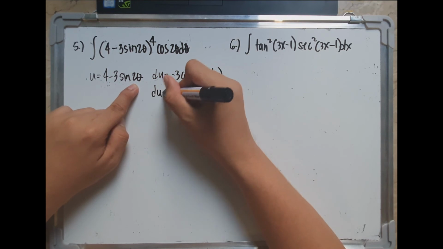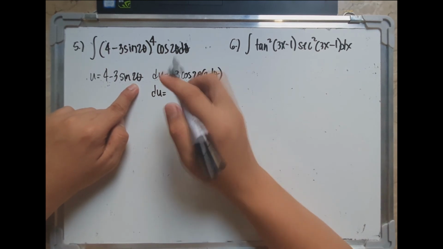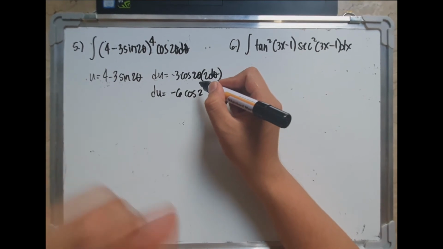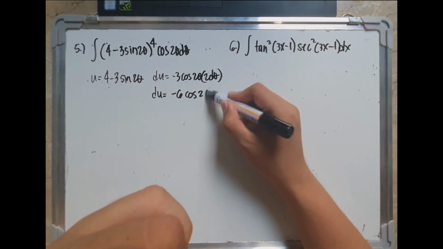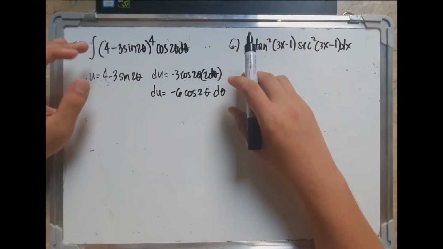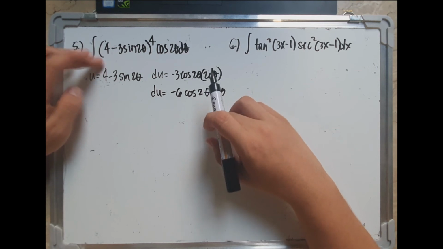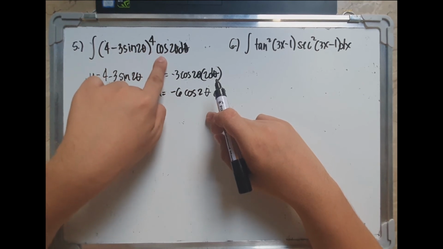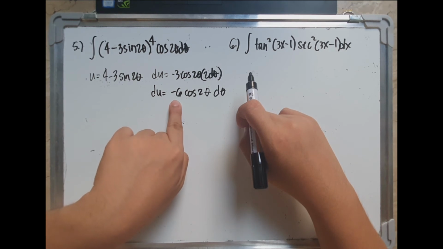Now the du is equivalent to negative 3 times 2. We have negative 6 cosine 2 theta d theta. Okay, so now let's check if the u and du is present in our original problem. So we choose this one as the u. Look at here, we have cosine 2 theta d theta, cosine 2 theta d theta. We need to have negative 6.